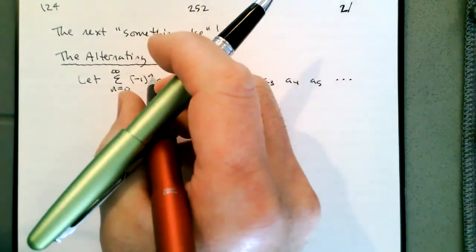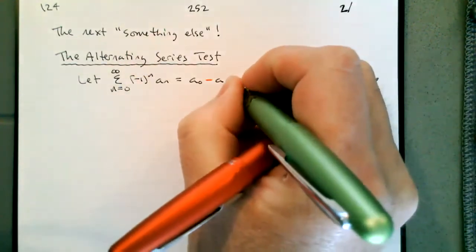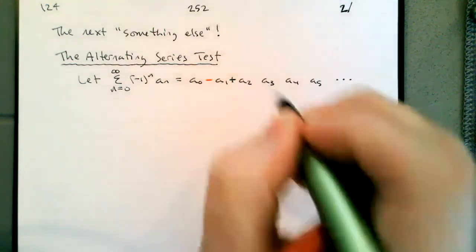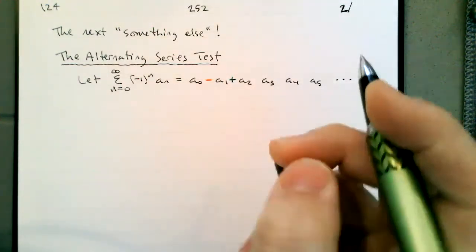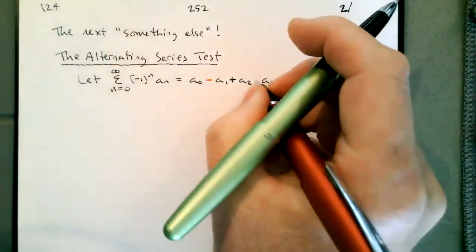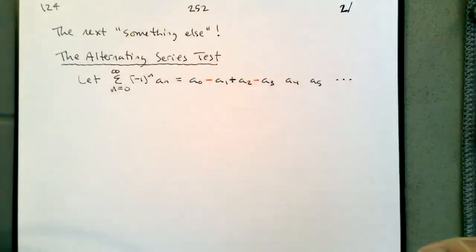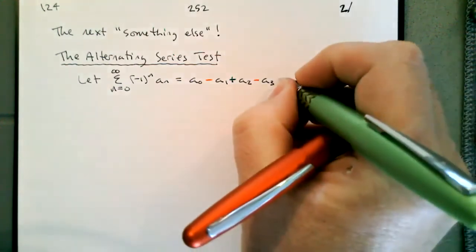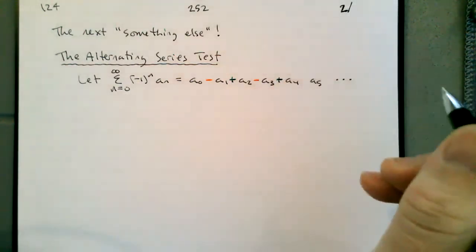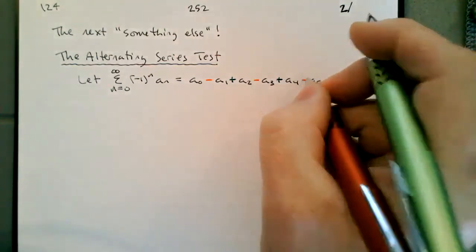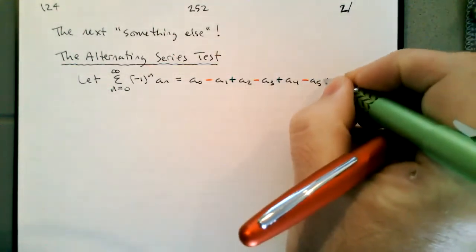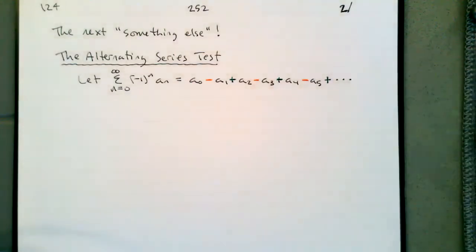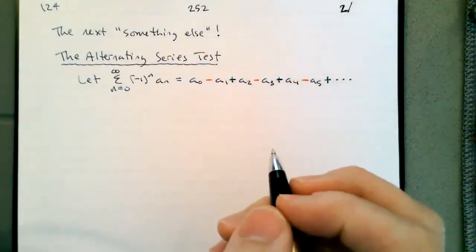-1 squared is positive 1, so we get plus a2. But -1 to the third is back to -1, so we get negative a3. -1 to the fourth is back to positive. -1 to the fifth is back to negative. And this is going to require that a_n be positive for all n. So let's consider an alternating series.